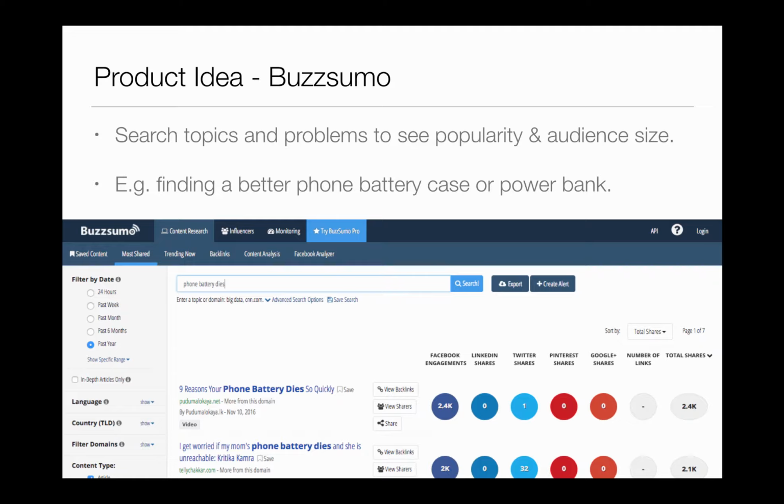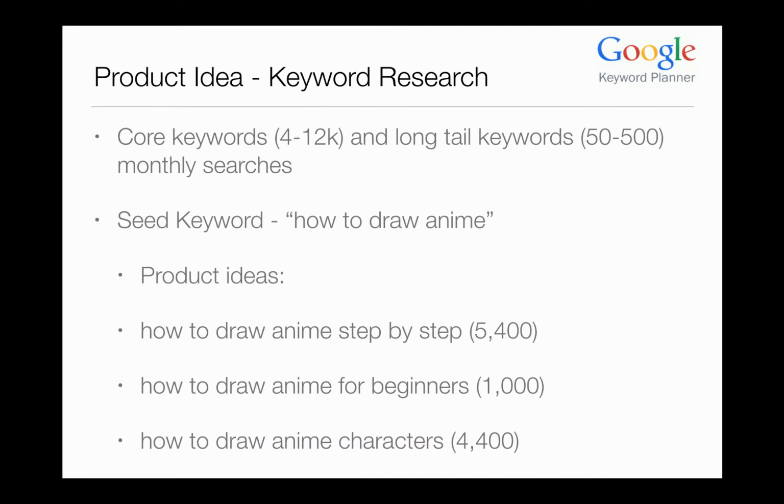So that really helps you gauge how many people are sharing this, how many people are aware of this problem and product. In this one, I obviously used "phone battery dies", and I'm scouting for articles around people having problems, or articles that are resonating really well and getting a lot of traction, but there's no product for that article. So now we're going to move on to the keyword research.